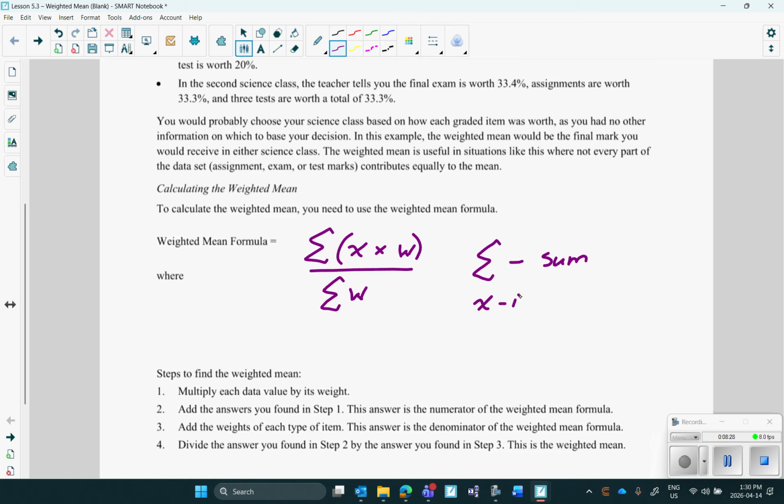X is the individual data value. If we were talking about an academic course, it would be your mark. That would be the data value, your mark. And W is the weight of each item.